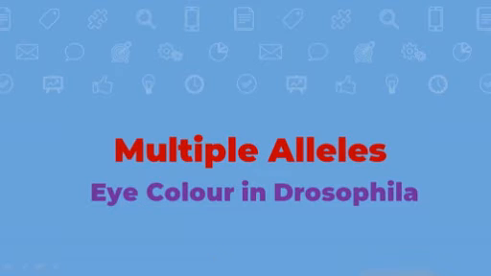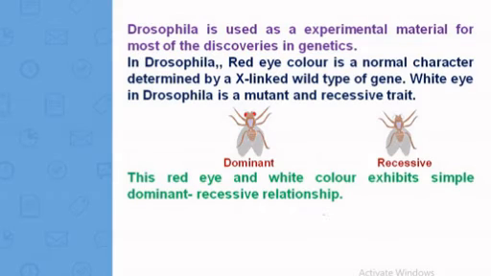In this lecture we are going to study eye color in Drosophila. It is another example of multiple allelism. In the last video we discussed the example of blood group inheritance, which is controlled by multiple alleles. Now in this video we are going to discuss eye color in Drosophila, which is also affected by multiple alleles. So let us start.